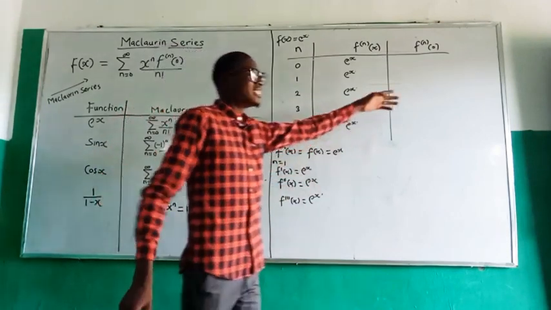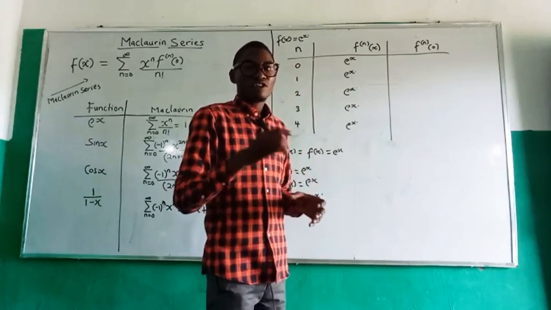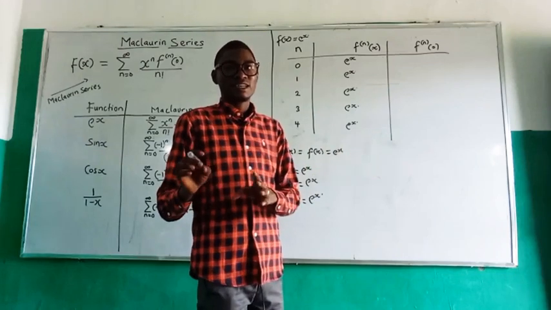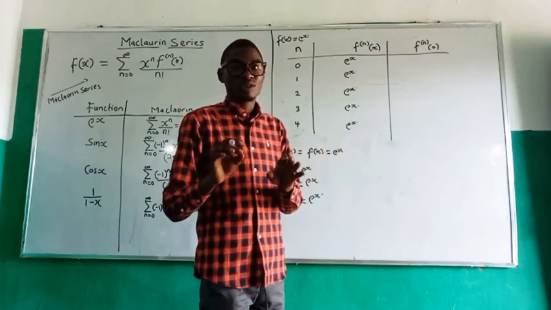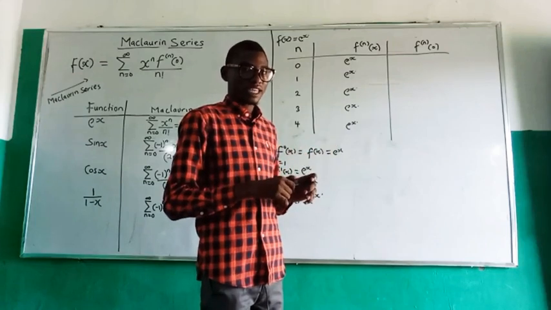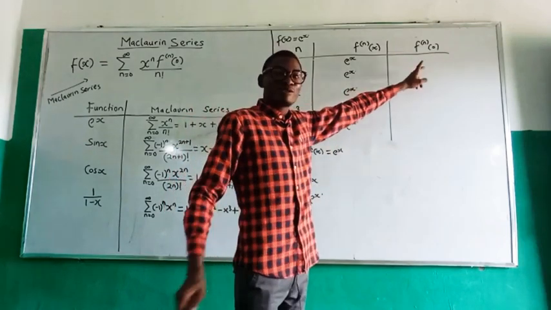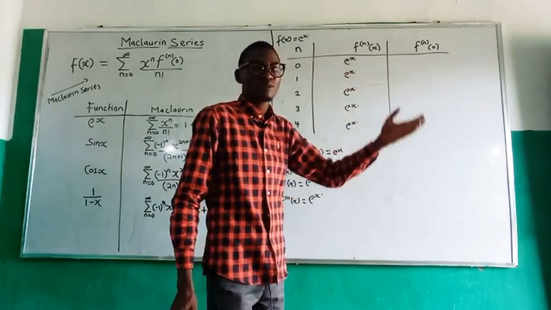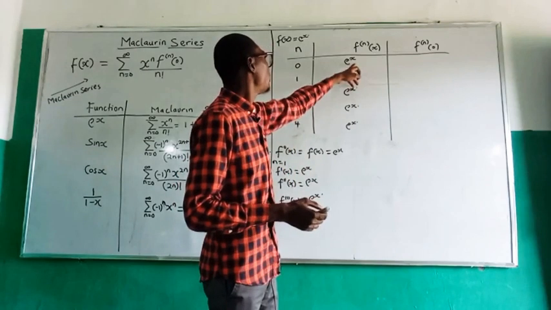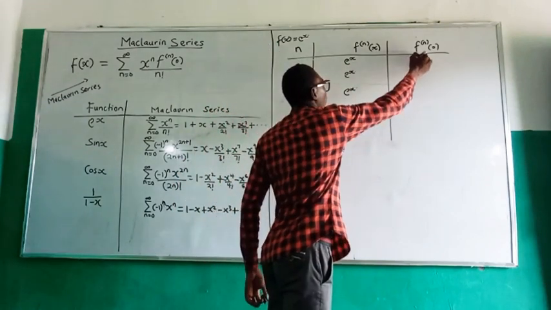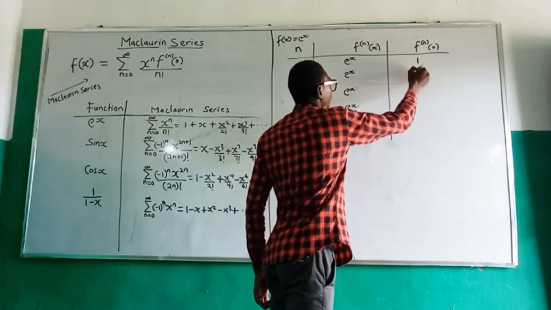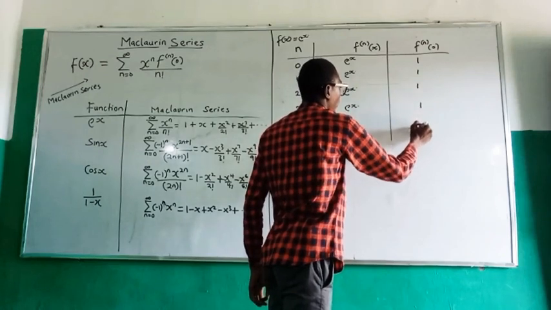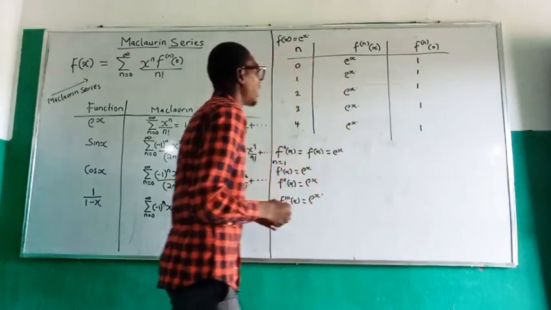Now, to get the last column here, you don't have to stress yourself. Don't forget that the Maclaurin series is a special case of the Taylor series centered at 0. That is when the value for x naught is equal to 0. That is what the Maclaurin series is. Are you with me? Okay, fine. To get the last column here, anywhere you see x in the second column, just make the substitution to be 0. By the time you put 0 here, you have what? x equals 0, you have 1, you have 1, you have 1, then you have 1. That's what you obtain.